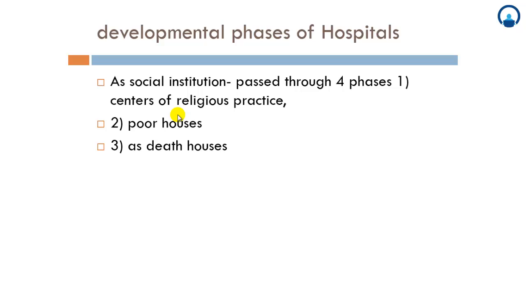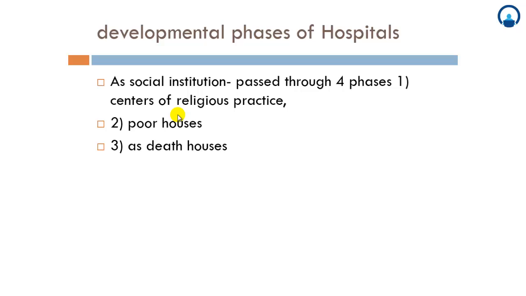So basically it started as a center of religious practice where people used to go to the churches and monks for treatment from the nurses or from the fathers or from the pandits. At that time it was taken care of very well because there were a lot of administrative skills, and it was under the control of the church authorities.